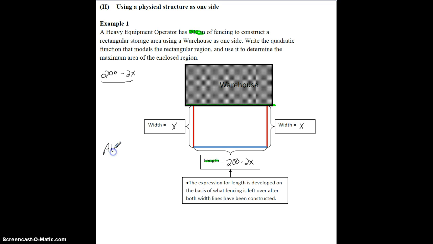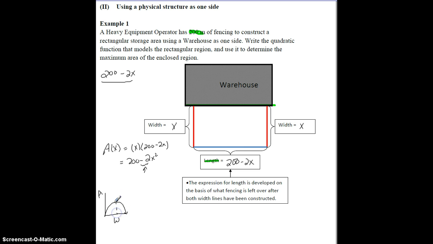So the area, and the area depends on the width. So the width times the length, 200 subtract 2x. So our formula is 200 subtract 2x, times x. So our a value is negative, which means in terms of the graph, area versus width, there is no y-intercept, so the graph starts at 0, goes up and comes back down.